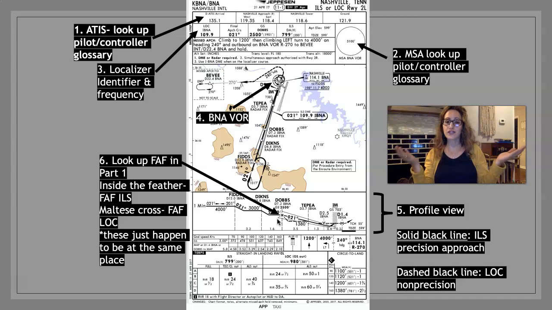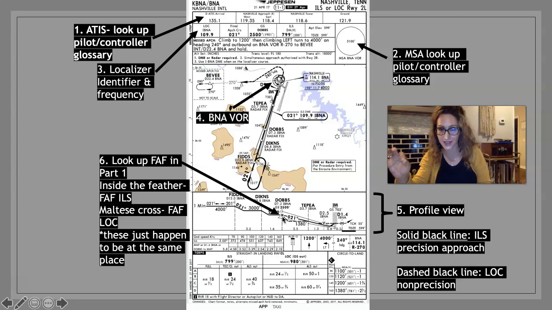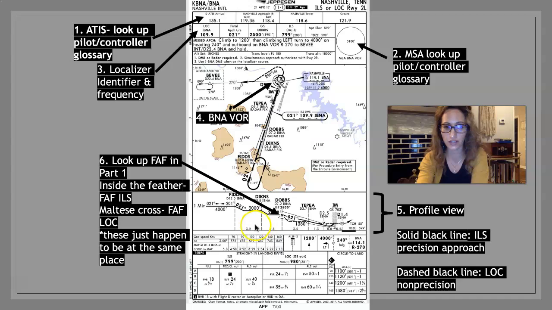The localizer's final approach fix is also going to be at the same place because it's where the Maltese cross is at, but it is not always at the same location. That was just coincidence. So the Maltese cross is where your final approach fix is. Inside the feather, final approach fix for the ILS. The Maltese cross could be further in. Do you see what I mean? Or further out. So it just depends on whatever that little cross is. It's called a Maltese cross. That is your FAF for the non-precision localizer approach. That's where you begin the descent.